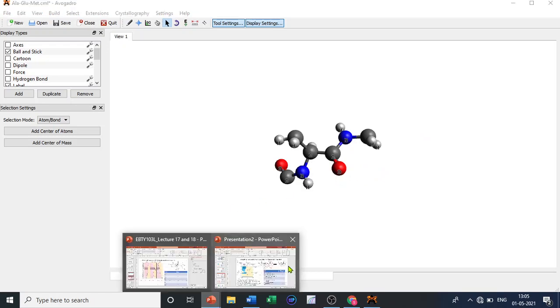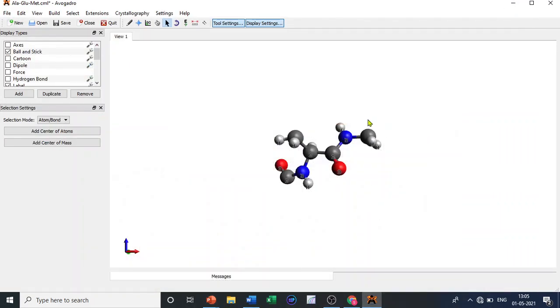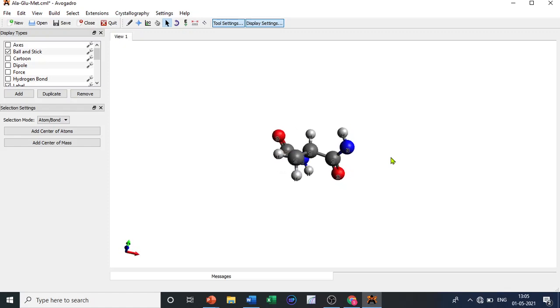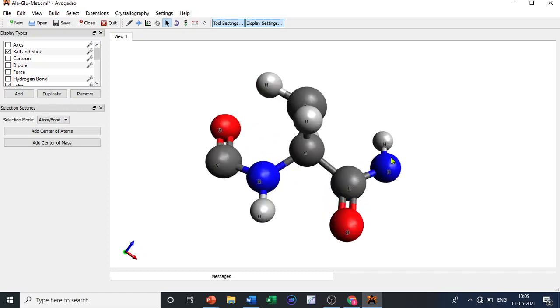Let me see if I can simplify this any further. So the CONH, this is still the NH I need, so I can also remove this part. Okay, so that is that. You can see that the structure has become much simpler. So let's see what is the phi and what is the psi. If I zoom in slightly, this is the alpha carbon, this is the CN. So the dihedral angle that should come out of here should be phi, and this is the alpha carbon, this is the carbonyl. So the dihedral angle that should come out of this is the psi. Okay, now let's do it.